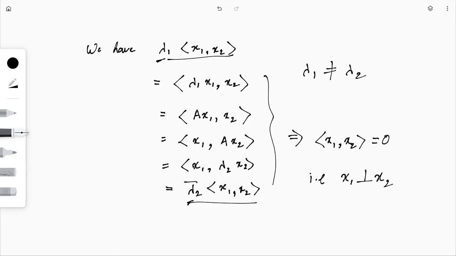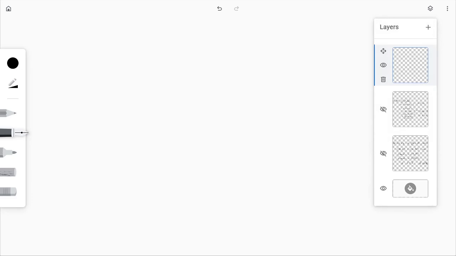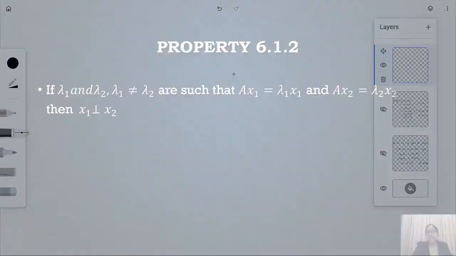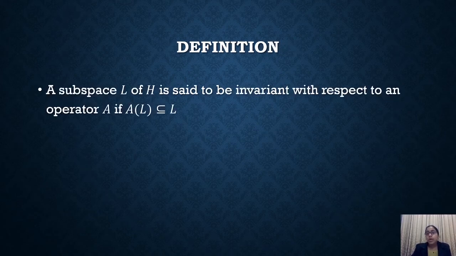Such a simple proof. So if you are given any two distinct eigenvalues, then the corresponding eigenvectors will be orthogonal to one another. That was the second proposition, or second property, that we have discussed right now. Now let's discuss another property. Before that, we have to discuss a definition about invariant subspace.